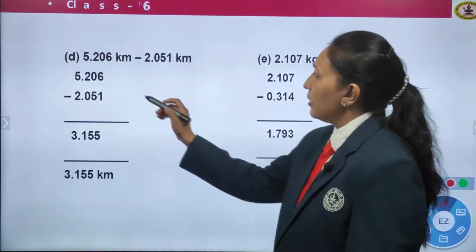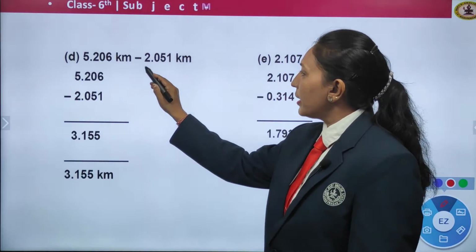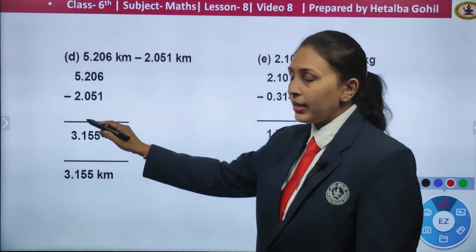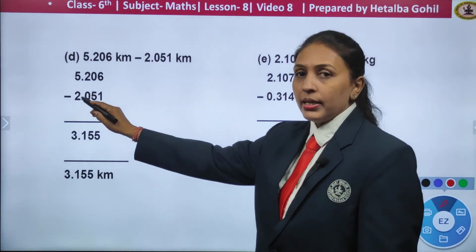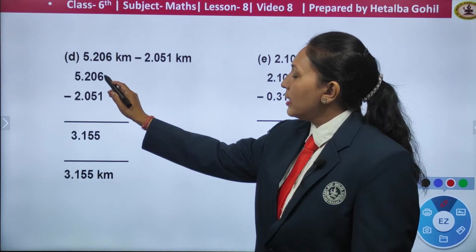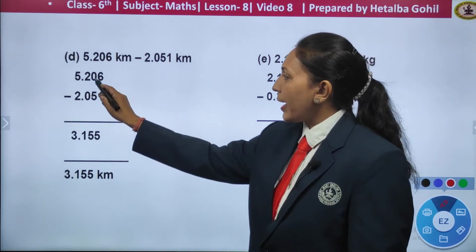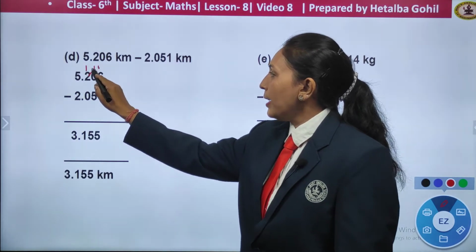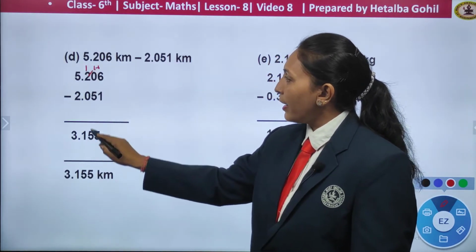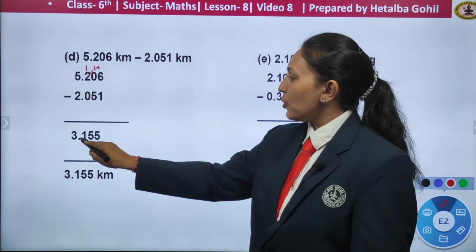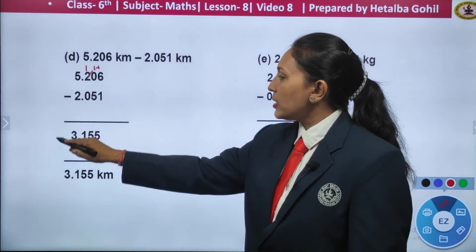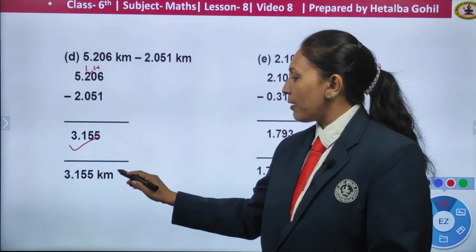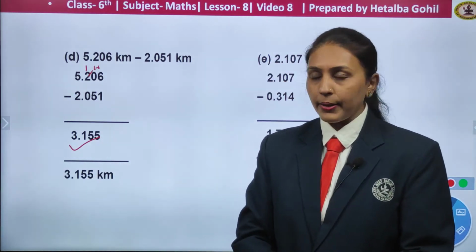Next one, 5.206 kilometer minus 2.051 kilometer. So subtracting, first line up according to the decimal points, then 6 minus 1, 5. I cannot subtract 5 from 0, so I will borrow from here. 10 minus 5, I get 5. 1 minus 0, 1, and here 5 minus 2, I get 3. So my answer here will be 3.155 kilometer finally.